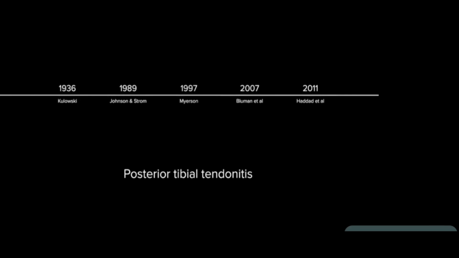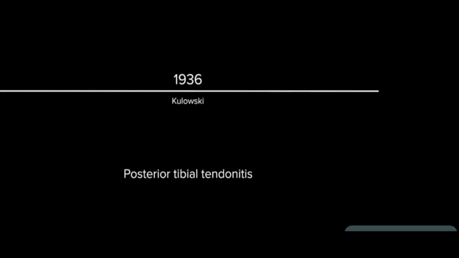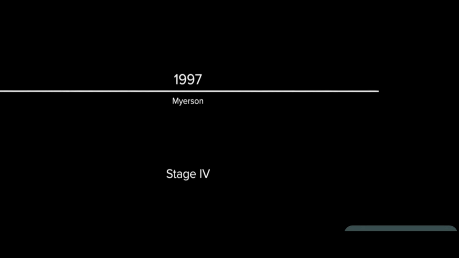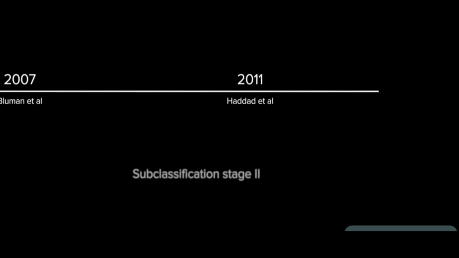Posterior tibial tendinitis was initially described in 1936 by Kowalski, and in 1989, Johnson and Strom devised a classification system associated with dysfunction of the posterior tibial tendon, also referred to as PTT. Meyerson modified the classification system with the addition of a 4th stage in 1997, and in 2007, Blumen and colleagues refined the classification, which is widely accepted today.